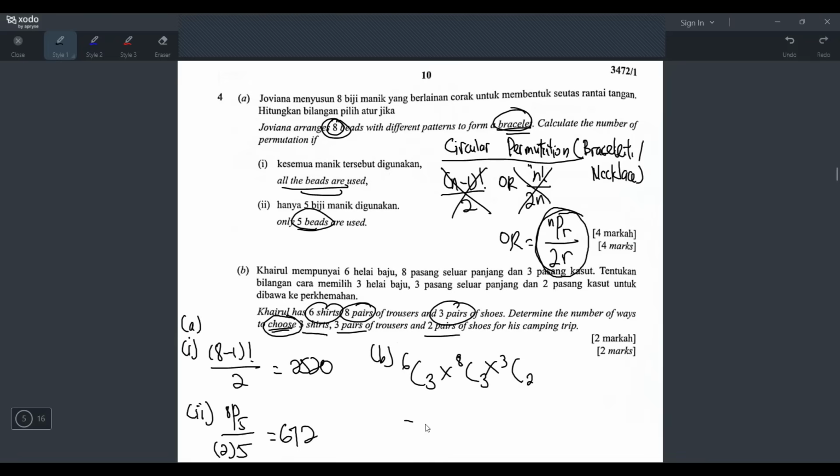And then times. Why times? Because you are choosing this and this and this for the camping trip. So they are all happening at the same time. They are not separate events. This is one event. That's why you have to times. If it's separate events, then you have to plus.